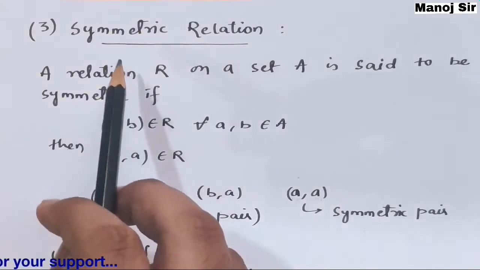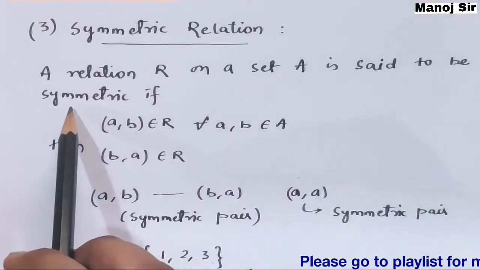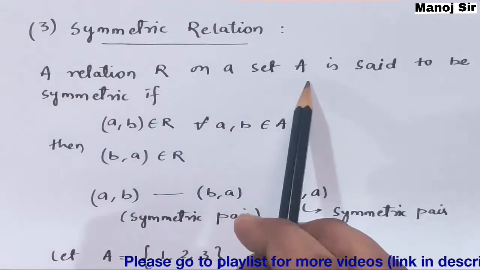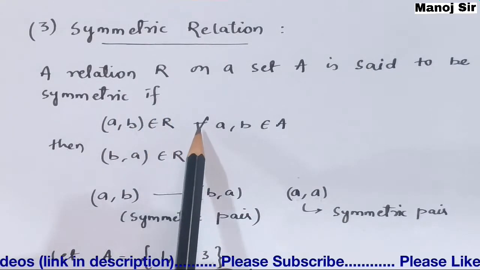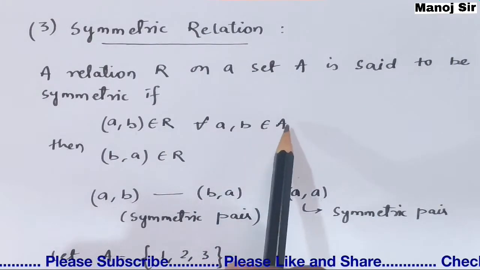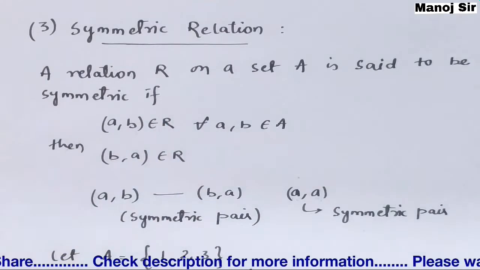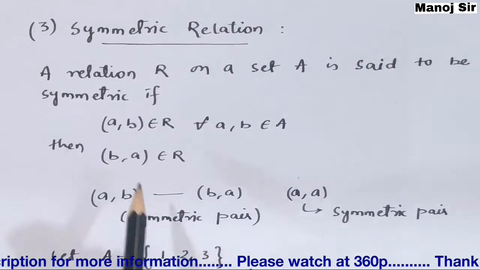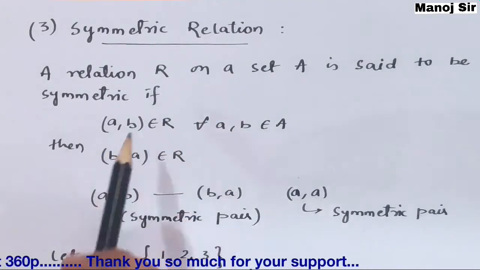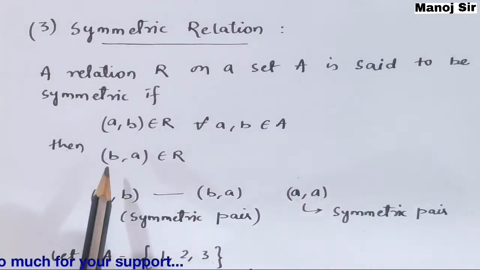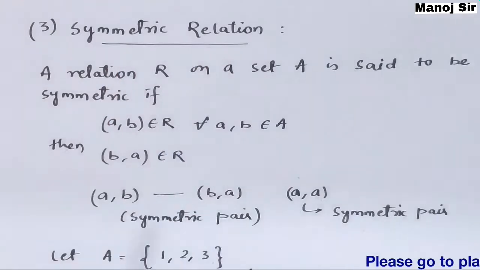Let us start with this topic, that is symmetric relations. A relation R on any set A is said to be symmetric if (A, B) belongs to R for every A, B belonging to set A, then (B, A) should also belong to that relation R. It means if in any relation we have a pair (A, B), then in that relation (B, A) should also be there. In that case only we will say that the relation is a symmetric relation.